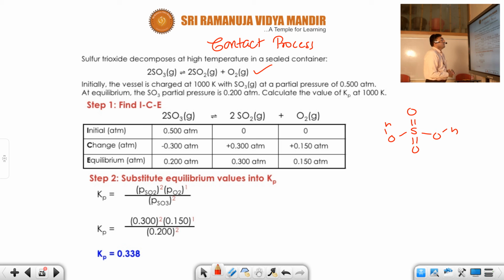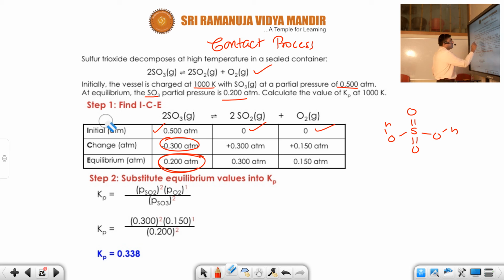Now, students, initially the vessel is charged at 1000 Kelvin at a partial pressure of 0.5 atmosphere. You can see 0.5 atmosphere is there, 0 initially, right? Now, at equilibrium SO3 is given 0.2. So that means at equilibrium, if it is 0.2, try to understand, students, very important. If it is 0.2 means what? 0.3 dissociated from 0.5.